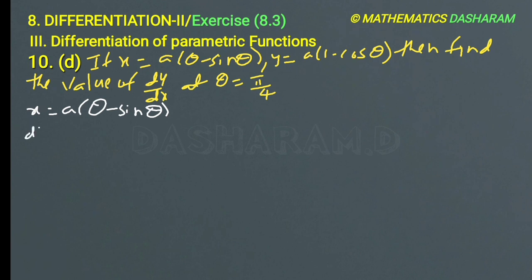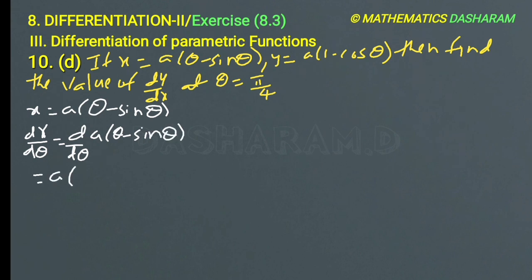Now do the derivative on both sides with respect to theta. So dx by d theta equals d by d theta of a bracket of theta minus sin theta. So it is equal to, a is a constant number, the derivative of theta is 1 minus derivative of sin theta is cos theta. So this is dx by d theta.